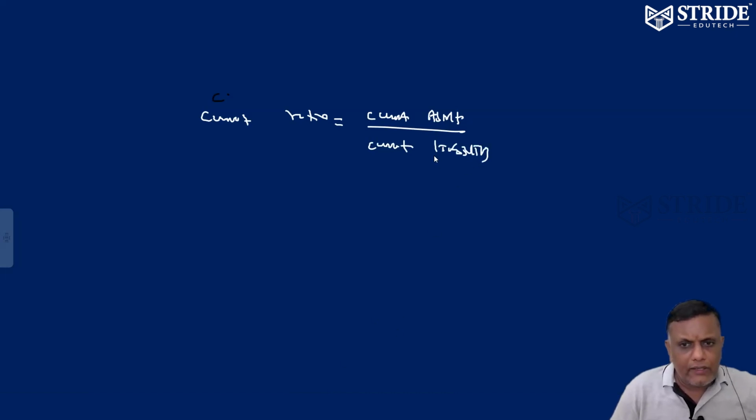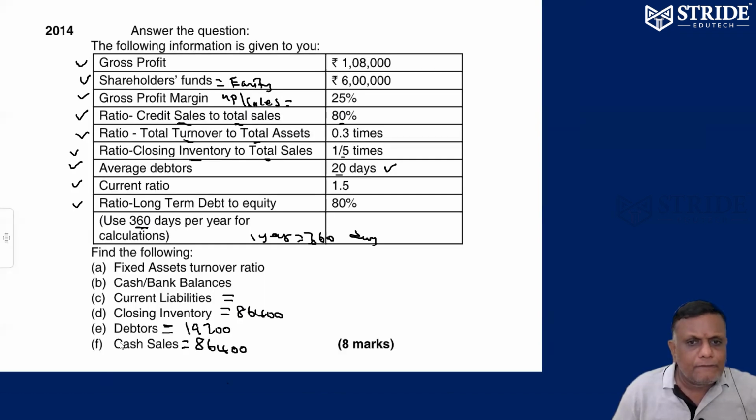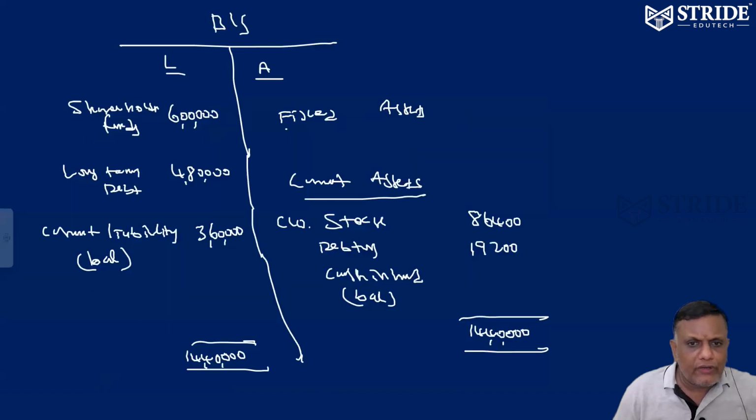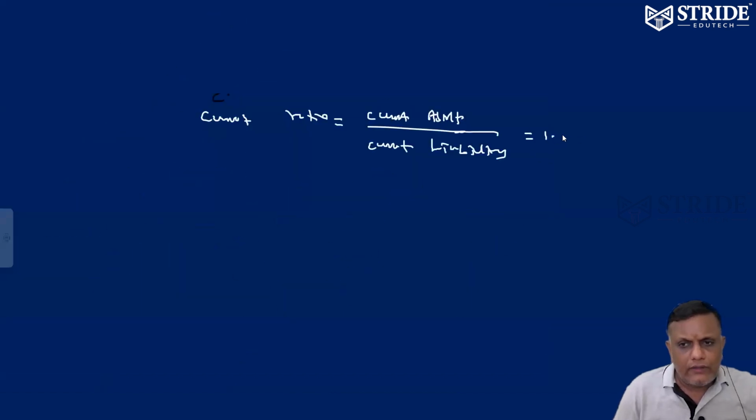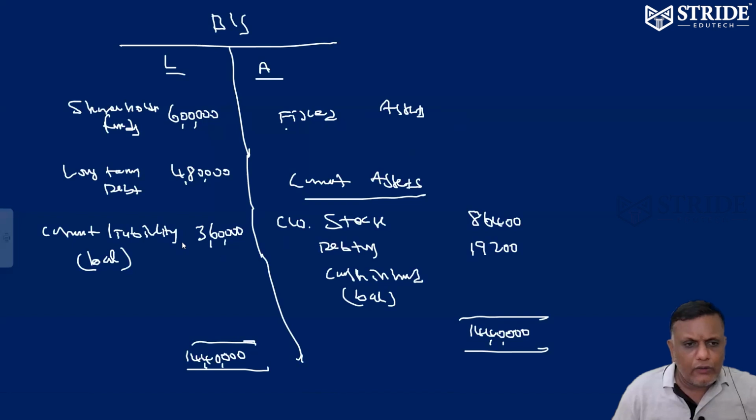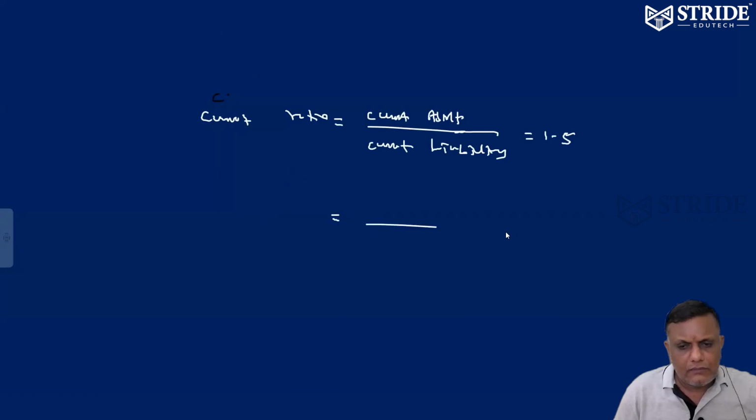So current asset by current liability, that is the current ratio, and it is going to be 1.5. So already you know current liability. What is current liability? 3,60,000. So 3,60,000 current liability.